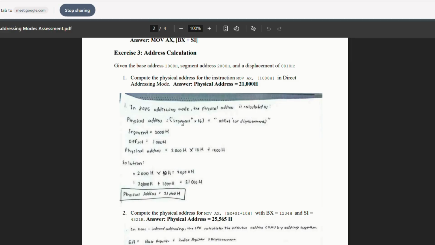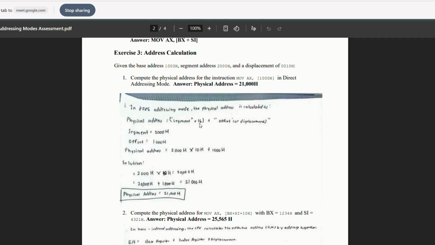So in the 8086 microprocessor, memory is addressed using a segment offset scheme, where the CPU does not use a single 20-bit address directly. Instead, it combines a segment address and an offset to get the physical address in memory. A segment is the starting point of a 64 kilobyte memory block. Each segment is identified by a 16-bit value. Then the offset is the distance in bytes from the beginning of the segment to the actual memory location you want to access.